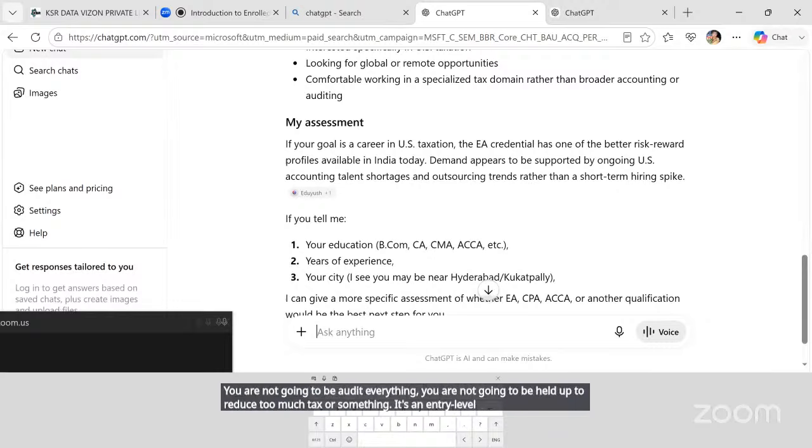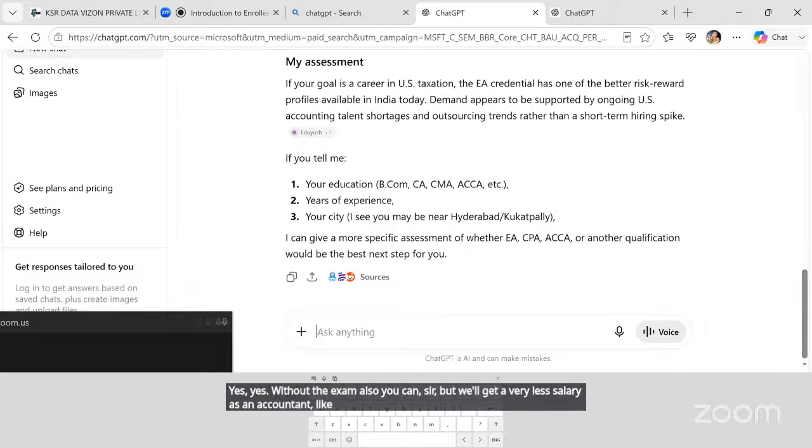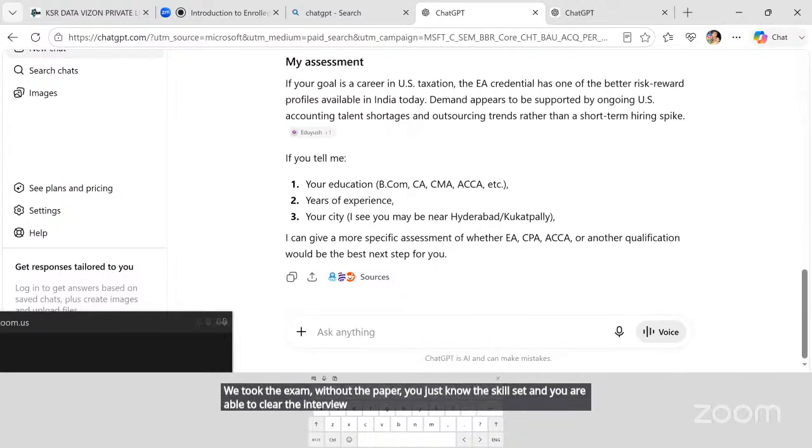With Enrolled Agent, with a single certification, you can enter the job. Without the exam also you can, but you will get a very low salary as an accountant, like 20,000 to 25,000. But if you have at least one paper, you have signing authority, so you can expect at least 5 to 6 lakhs. Without a paper, if you just know the skill set and clear the interview, they will give only an accountant entry level job with 20 to 30,000 salary.